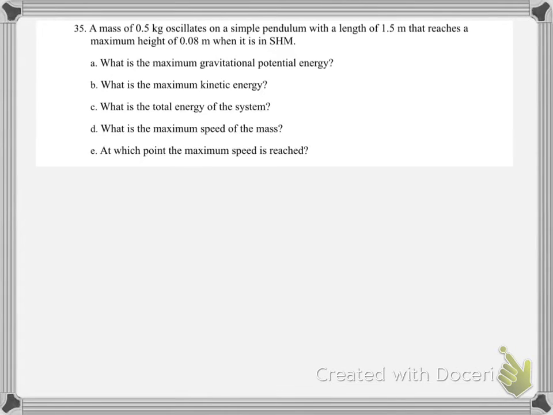Number 35, a mass of 0.5 kilograms. So we have a half a kilogram mass oscillates on a simple pendulum with a length equal to 1.5 meters. And it's a pendulum, right? It reaches a maximum height, so height max is going to be 0.08 meters.